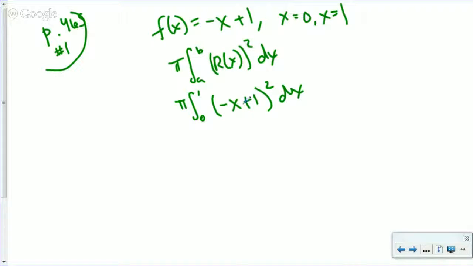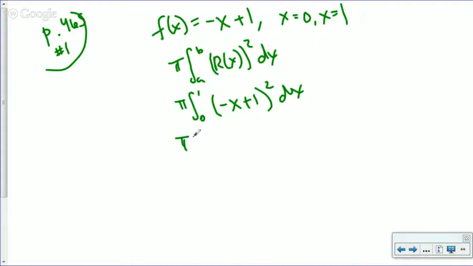The two ideas I see, one would just be to expand this, which I think is the route I'm going to go. You could also do a u substitution. Let u be this inner part here, negative x plus 1. Then du would be negative dx, so you just have to account for that negative. Then just be sure you switch your limits here to u values. Okay, either way, I think I'm just going to go ahead and expand.